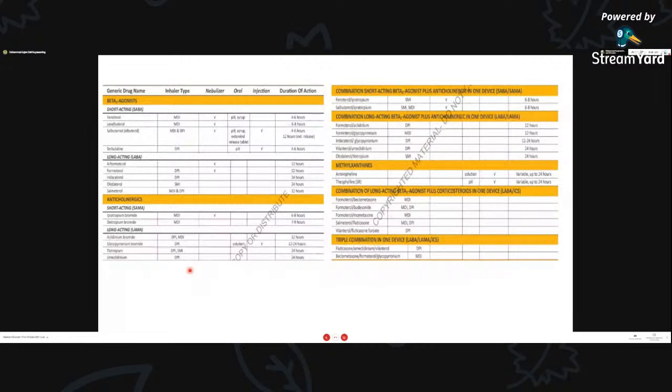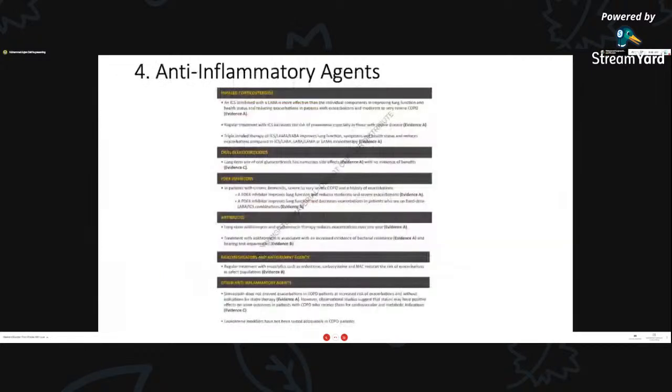Okay, anti-inflammatory agents. First, we're going to see the corticosteroids. We have two, either inhaled or oral. Oral is actually not shown to be beneficial in terms of management of stable COPD. We have oral prednisolone for those having acute exacerbations, to be given for 1 to 2 weeks. But for stable COPD, it is not shown to be beneficial whatsoever to give systemic corticosteroids. But inhaled corticosteroids are shown to be effective.